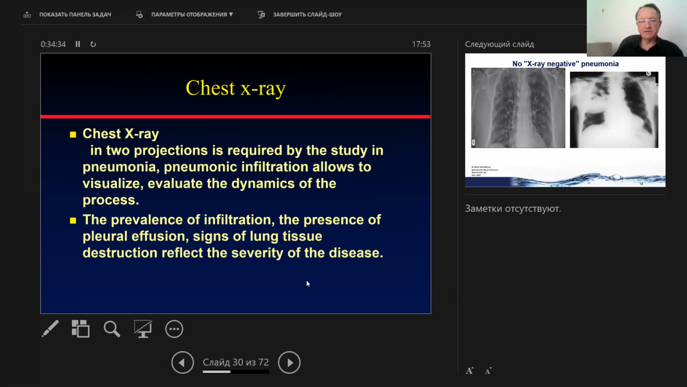Also, we can detect pleural effusion, sites of lung destruction, and this reflects the severity of this disease. By the way, if a patient clinically has not severe disease, but has a pleural effusion, it's a complication of pneumonia. Such a patient should obviously be hospitalized, because all complicated pneumonia patients must be hospitalized in an inpatient setting.